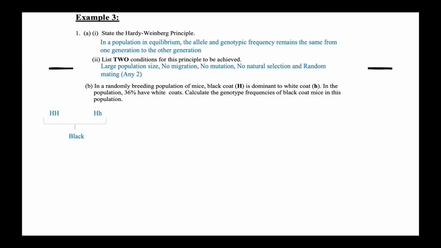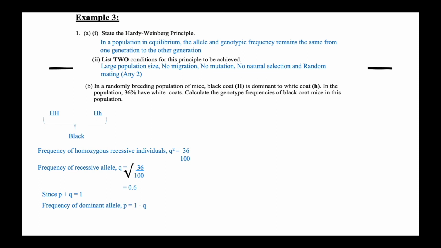We are given that 36% of individuals have white coats, so this means that the frequency of homozygous recessive individuals, or q square, is equal to 36 divided by 100. From here, we can find the frequency of the recessive allele, q, where we square root q square, giving the value of 0.6. Since p plus q is equal to 1, the frequency of the dominant allele, p, is equal to 1 minus q, 1 minus 0.6, giving the value of 0.4.